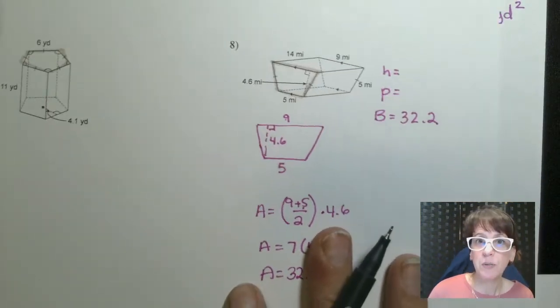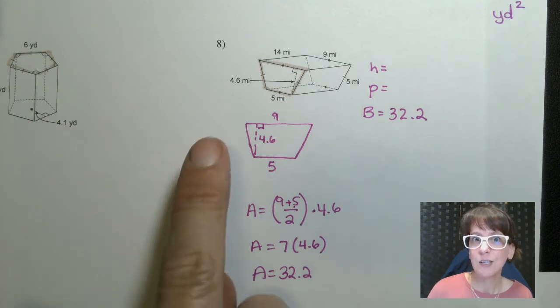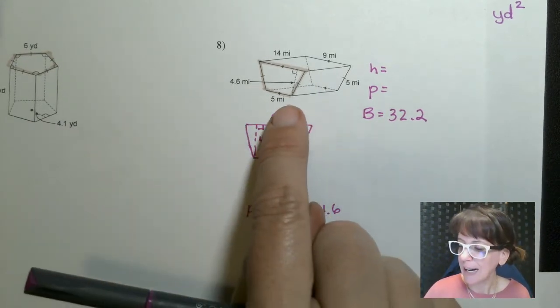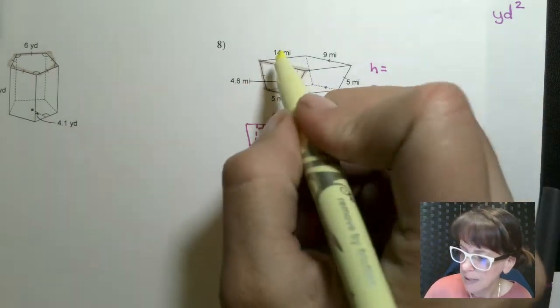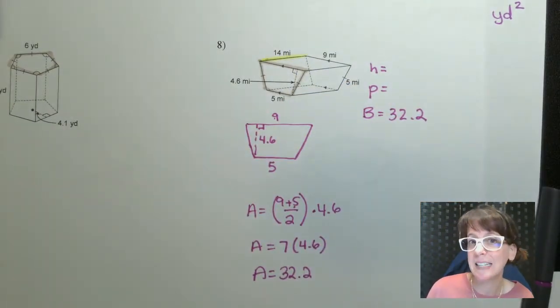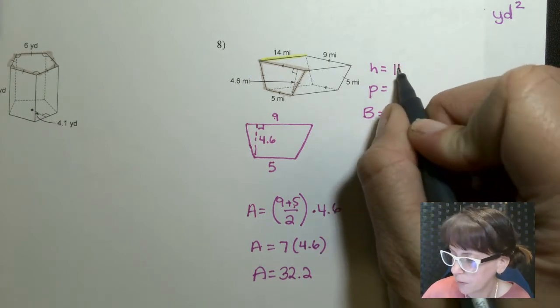The other information we need is the height and the perimeter. Now the height is what connects your two bases. So your height is not 4.6 here. Be very, very careful with that. Your height is actually 14. And in this case, our units are miles. So 14 miles here, because that's what's connecting those two bases together. So be very careful. That's probably the hardest part of this.